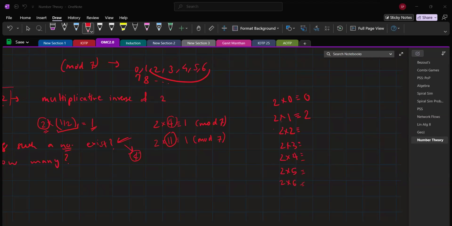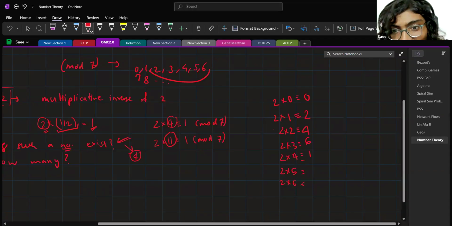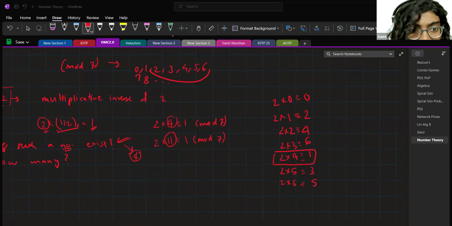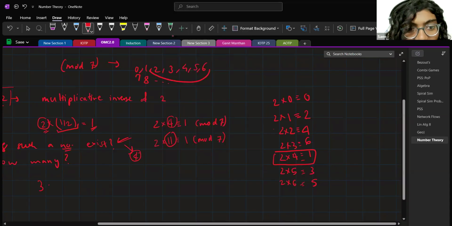Anyways, yes: 4, 6, 1, 3, 5. So indeed, that's very cool. So we only have one inverse of 2. Okay, interesting. What about 3? Does 3 have any inverse, and how many inverses does 3 have?